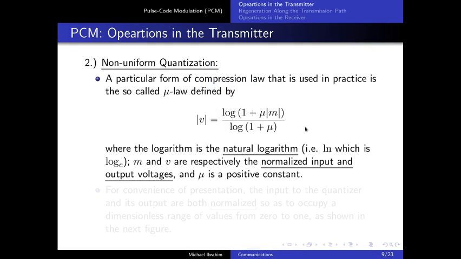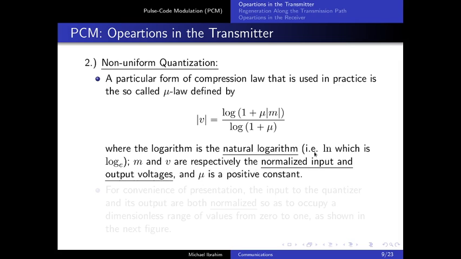And please note that the log used over here is a natural logarithm, which is ln in our terminology, or log to the base e. M and V are normalized input and output voltages, normalized with respect to the maximum. So whatever the maximum is, you normalize M to its maximum value, so you get a normalized signal M whose maximum is 1. Same for V. V is a normalized signal, and mu is a positive constant. So M and V are respectively the normalized input and output voltages.